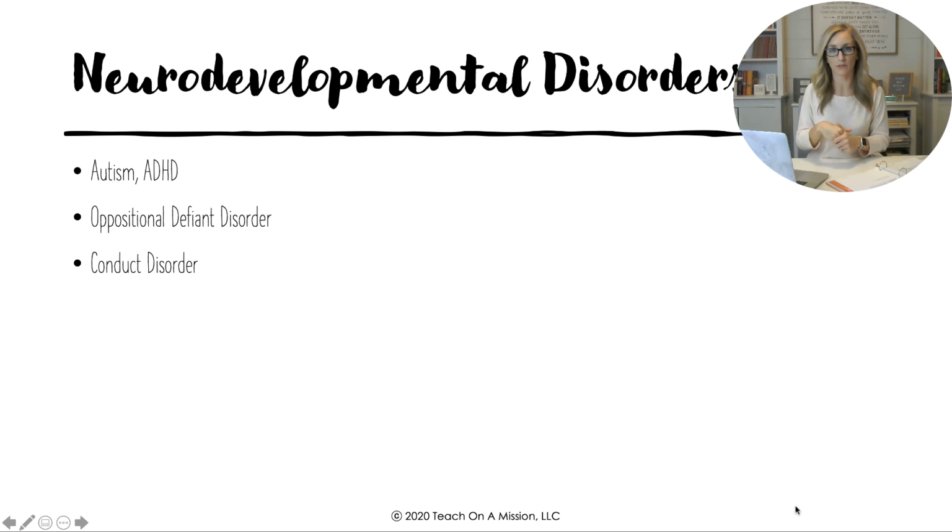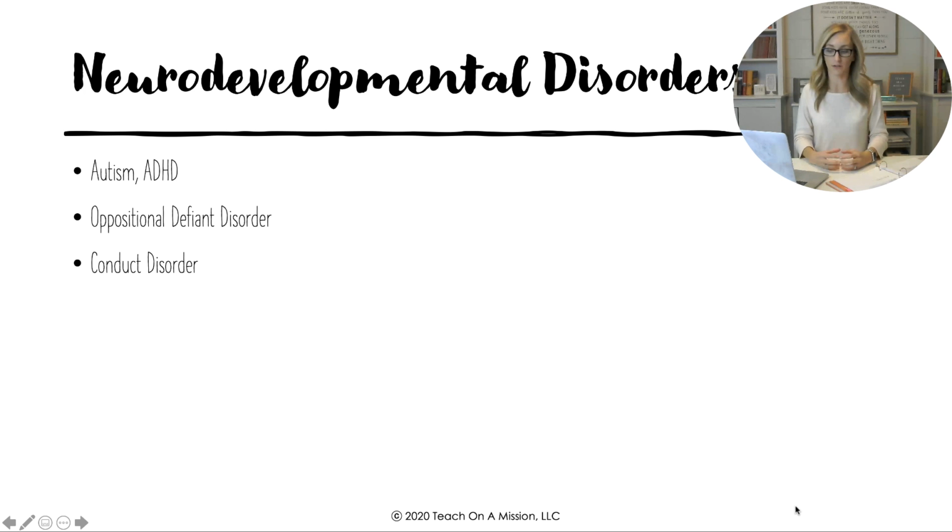There's the neurodevelopment disorders, which are developmental, so things like autism and ADHD. But then there's oppositional defiant disorder and conduct disorder. And making sure that you understand that conduct disorder is essentially antisocial personality disorder in a child, and that no one under the age of 18 can be diagnosed with antisocial personality disorder. Can't do it. That would be conduct disorder.